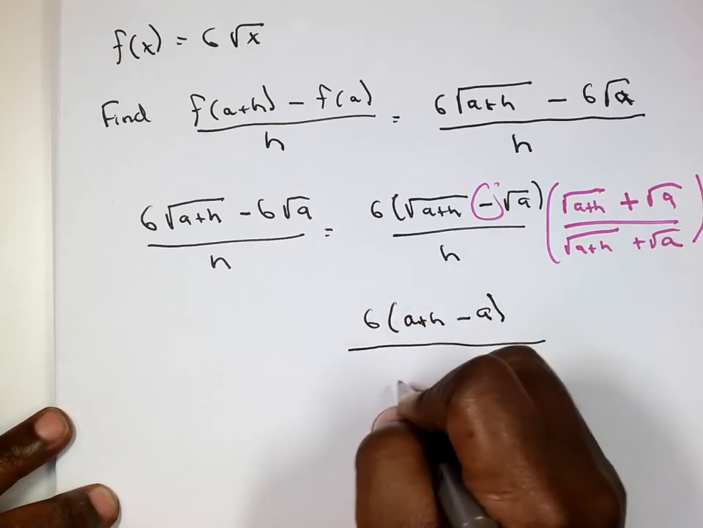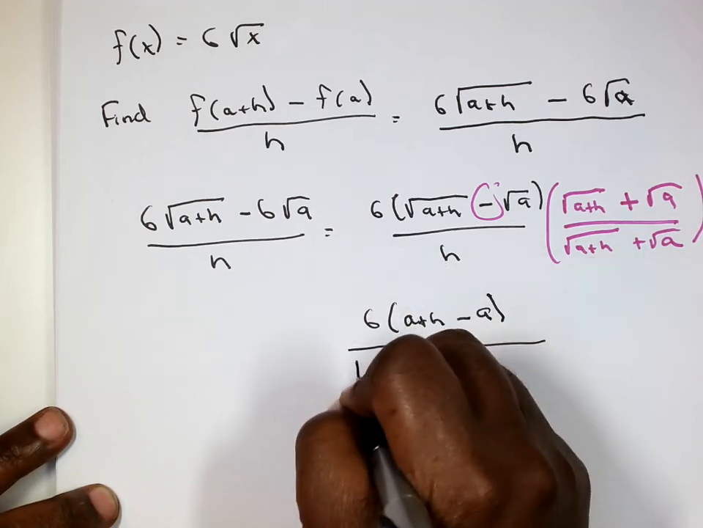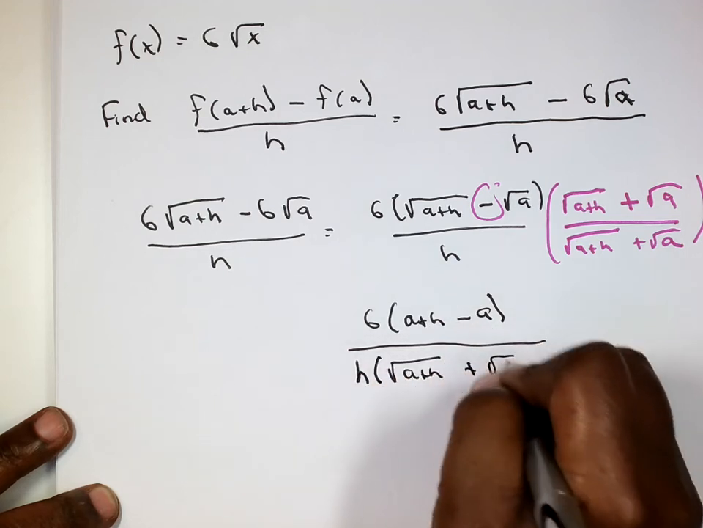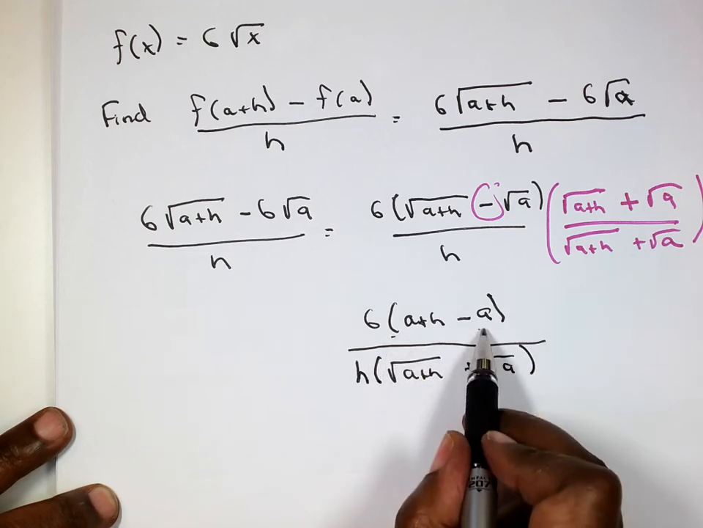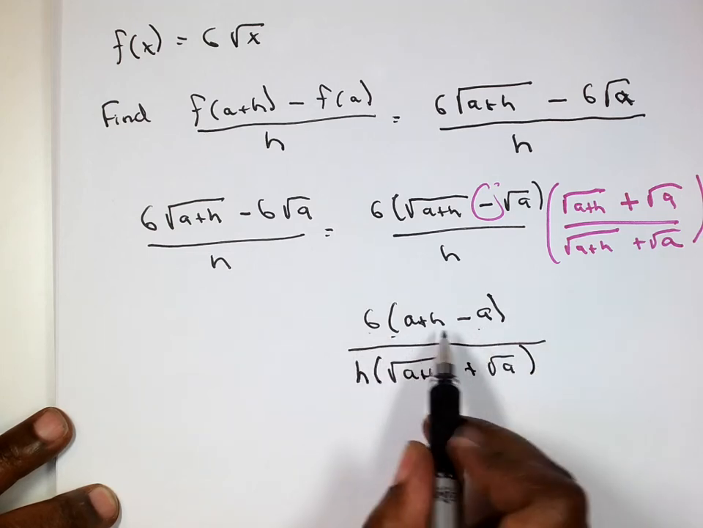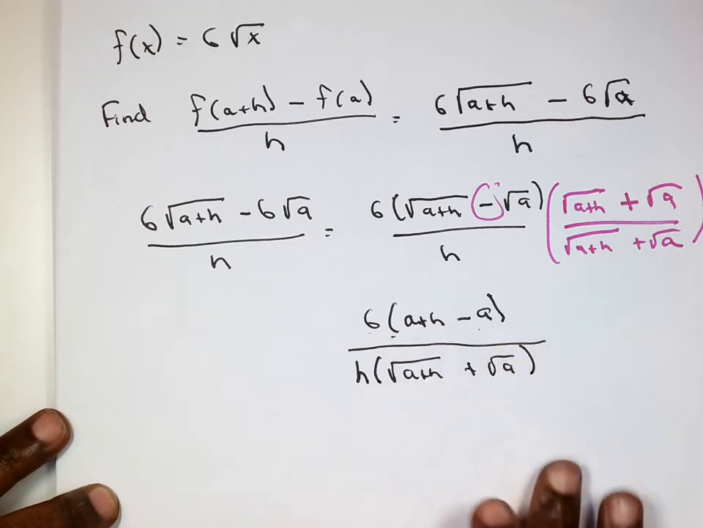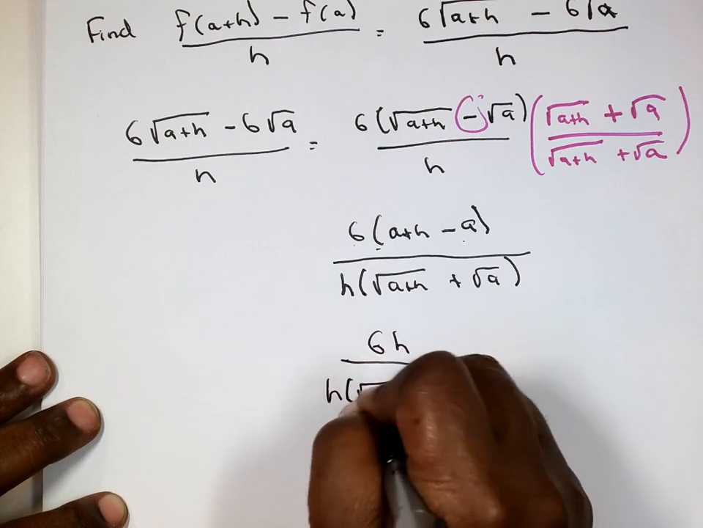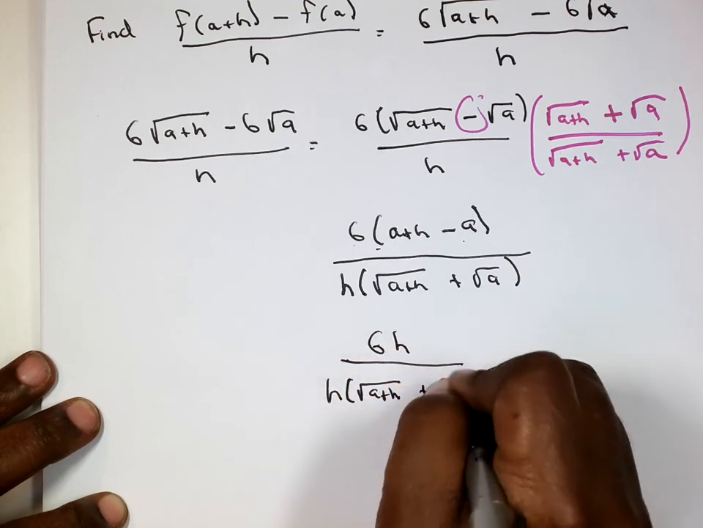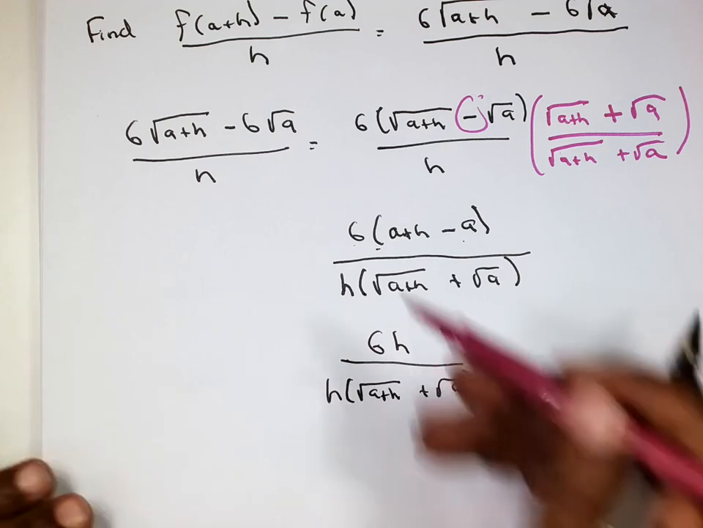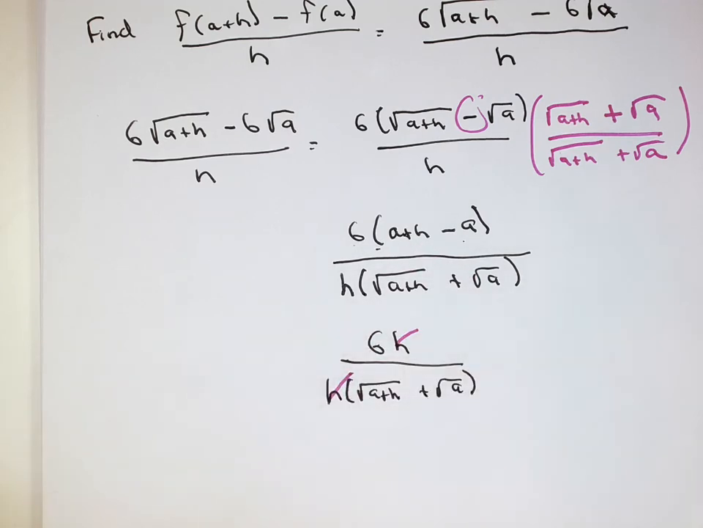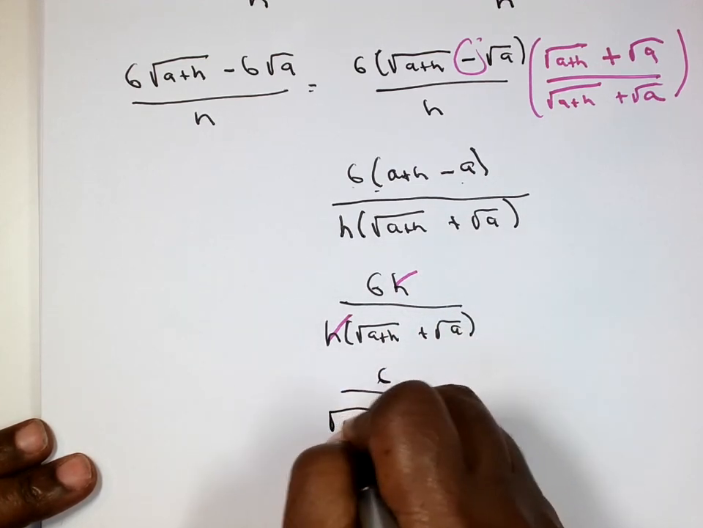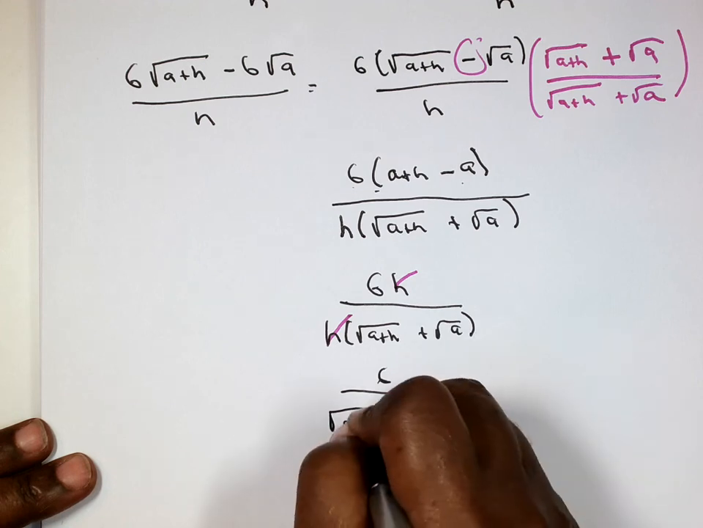And then on the bottom, I have h times square root of a plus h plus square root of a. This a minus a there cancels, and I'm left with 6h on top. And then the h's simplify. So it simplifies to 6 over square root of a plus h plus the square root of a.